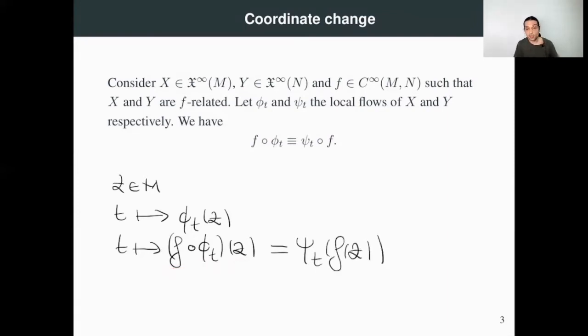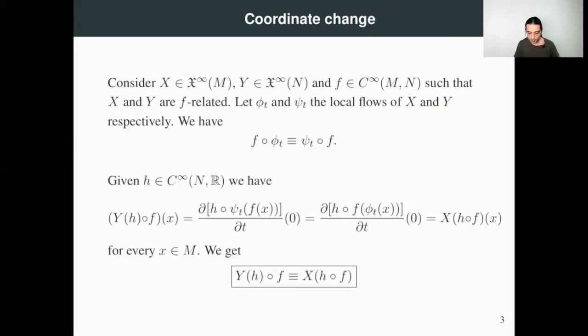this expression that holds for t, and as a consequence, the composition of phi t with f is going to be equal to the composition of f with psi t for a small t, because the local flows are not defined in general for every t. But we have this very interesting property.